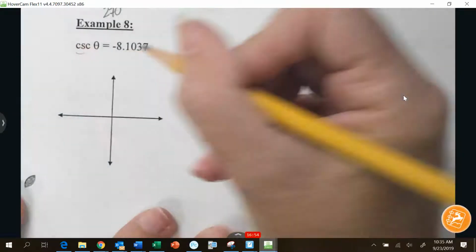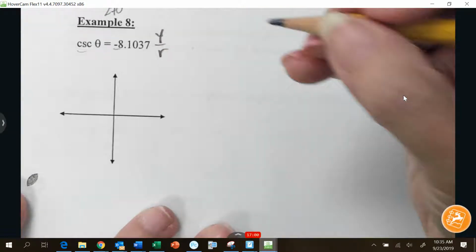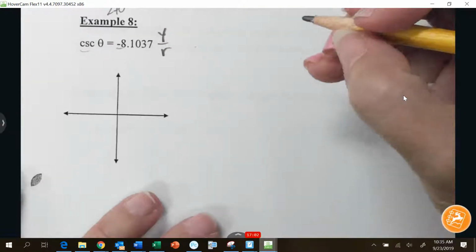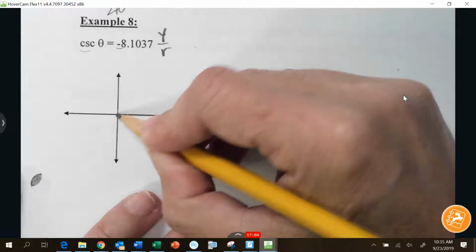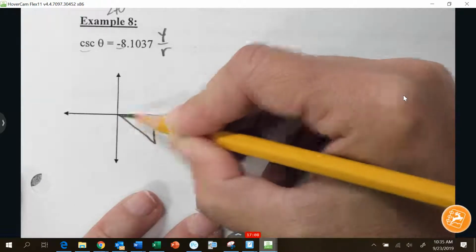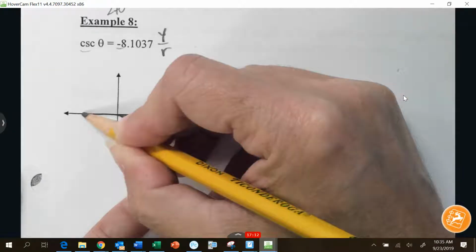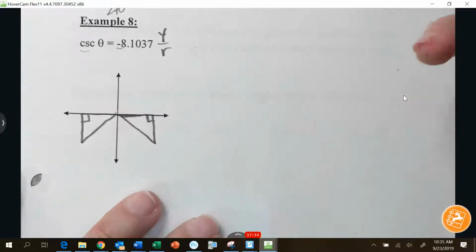So the last example. We look first and we say this is cosecant, this is negative. So sine is y over r. Where is sine negative? Where is y negative? If x is positive, y goes down. That will be where y is negative. Or if x is negative, y also goes down. That's the other place where y would be negative.